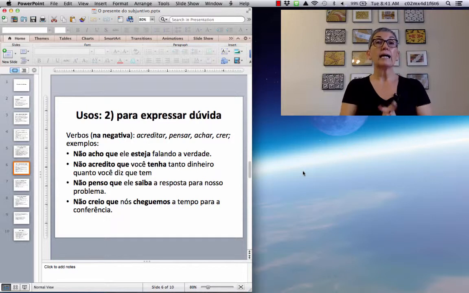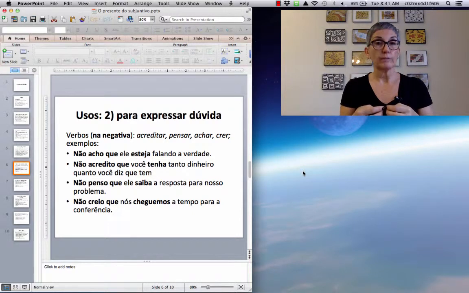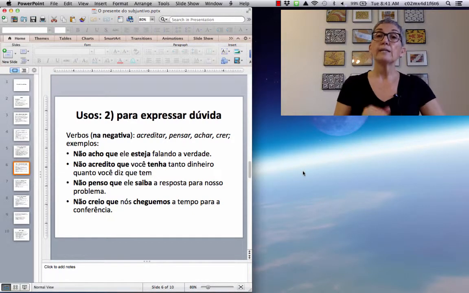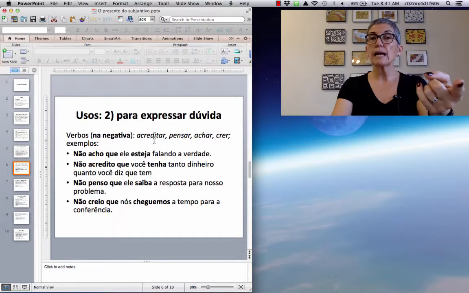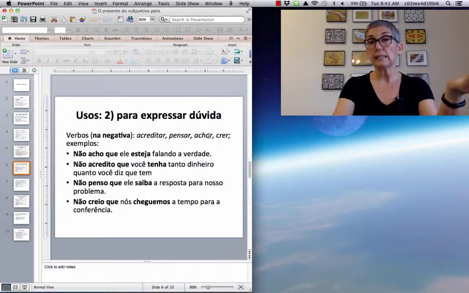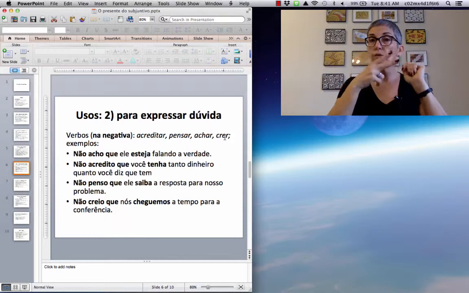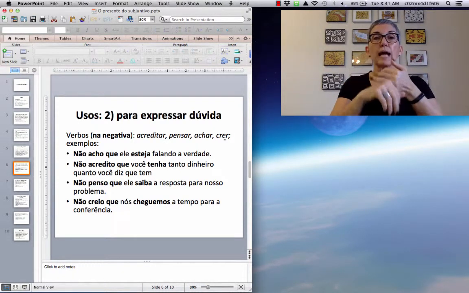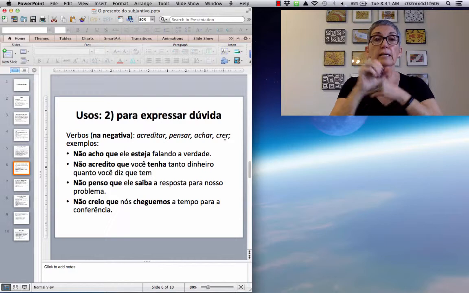Now let's see the second group, which is the group that indicates a doubt. Okay, so dúvida, that's doubt. And the verb to doubt is duvidar. It's an AR verb, okay? So let's see here. Verbs, and these verbs have to be in the negative form, and I'm going to show you some examples. So you have the verb acreditar, to believe, pensar, and achar, both of them mean to think. Okay, and crer also means to believe. So you have two verbs that indicate to believe: acreditar and crer. Pensar e achar, to think.